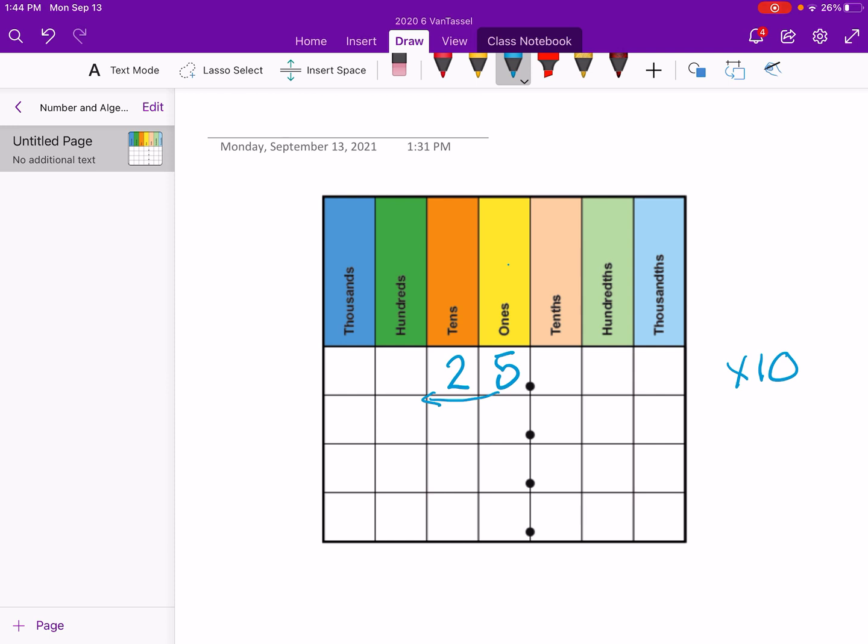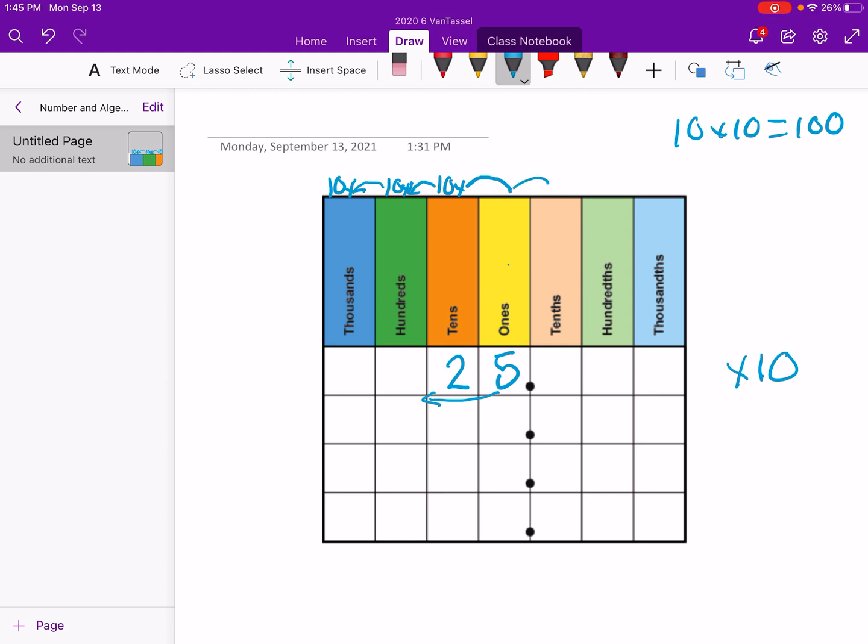The great thing about the place value chart is if I go from ones to tens, tens are 10 times bigger than ones. And if I go to the next space, hundreds are 10 times bigger than tens. 10 times 10 equals 100. And that's really what's happening in each of these columns. If I go to the next column from hundreds, it takes 10 hundreds to make 1,000. So it's 10 times bigger.